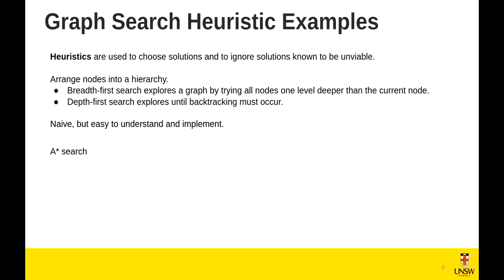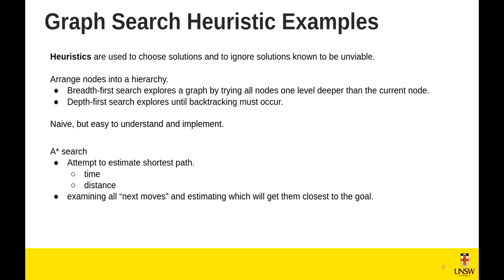And there is also a searching algorithm called A star search. It actually attempts to estimate the shortest path towards the goal. And the term shortest could be described by the time for reaching the goal or the distance from the goal. And for A star algorithm, every time we try to select the next move or the next action, we are trying to estimate which one will get us closest to the goal, and then use that move or action.